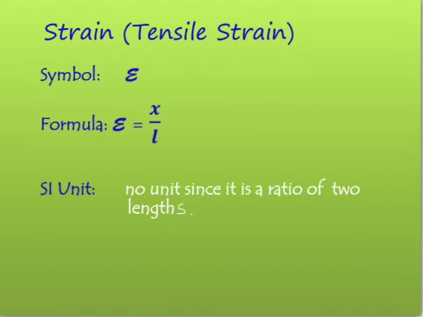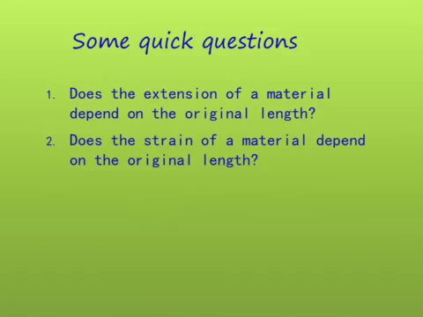More on strain, tensile strain. The symbol for strain is this fancy epsilon. It can also be written like this. Now the formula for strain is extension over original length. SI unit, no unit, since it is a ratio of two lengths. Some quick questions. Question 1. Does the extension of a material depend on the original length? Question 2. Does the strain of a material depend on the original length?